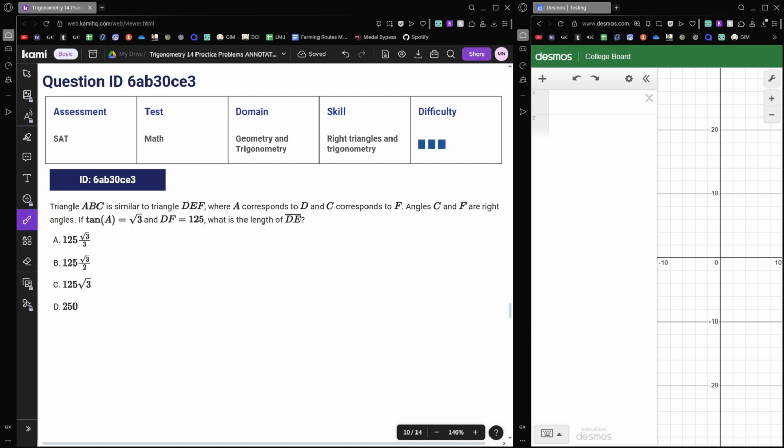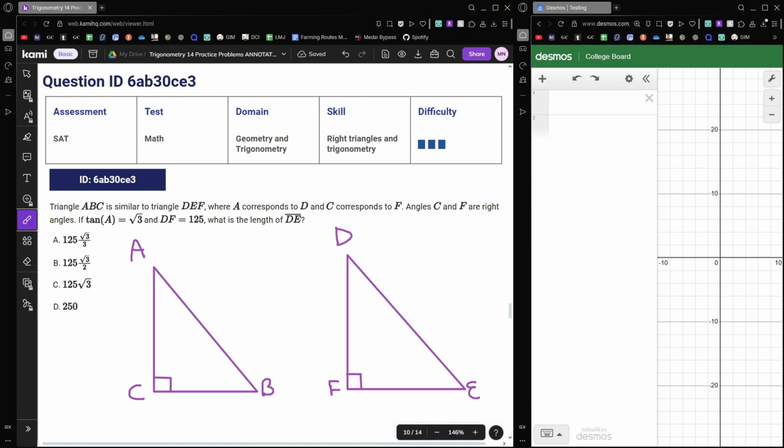Question number 10. Triangle ABC is similar to triangle DEF, where A corresponds to D and C corresponds to F. Angle C and F are right angles. Alright, so here are the two similar triangles. On the left you have triangle ABC, and on the right you have triangle DEF.